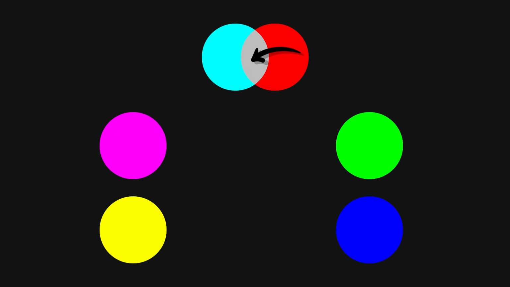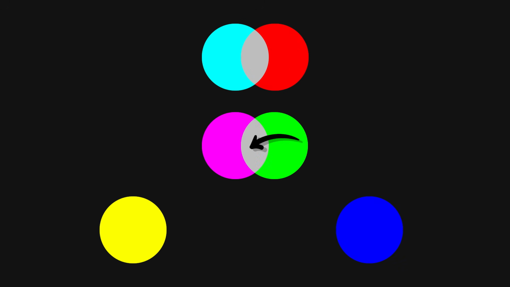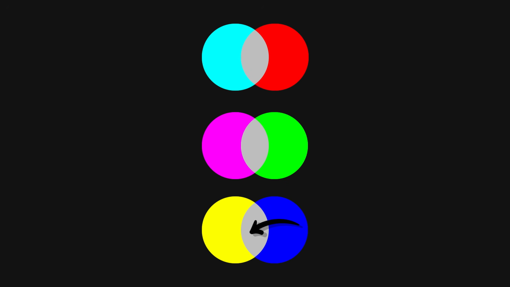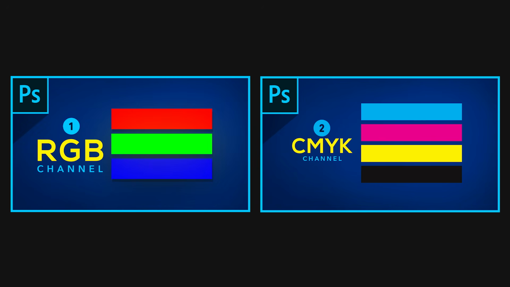Cyan mixes with red to form gray, magenta and green together form gray, and yellow and blue when added together also form gray. Not only that, if you have watched my tutorials on channels, you would know that red, green and blue can form cyan, magenta and yellow. On the other hand, cyan, magenta and yellow can create red, green and blue.